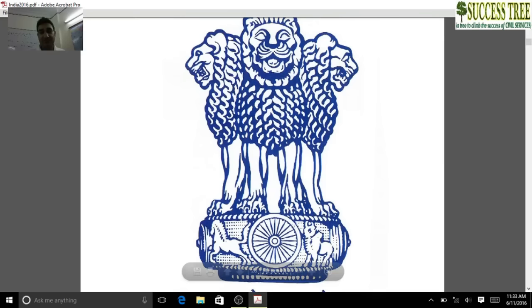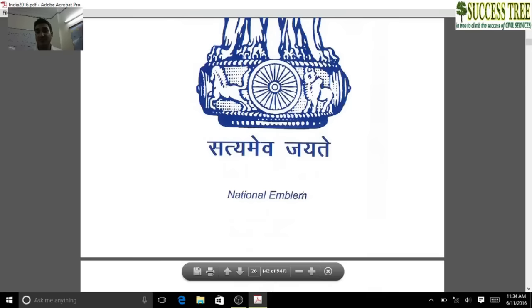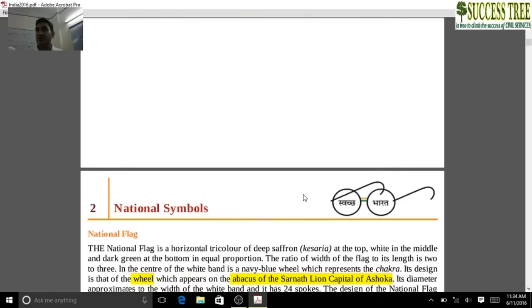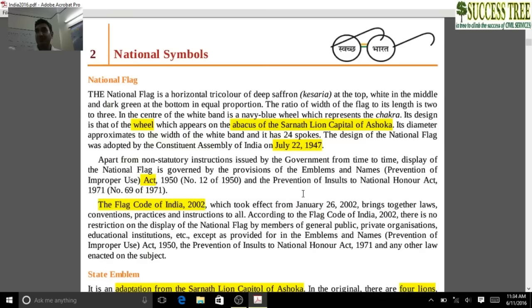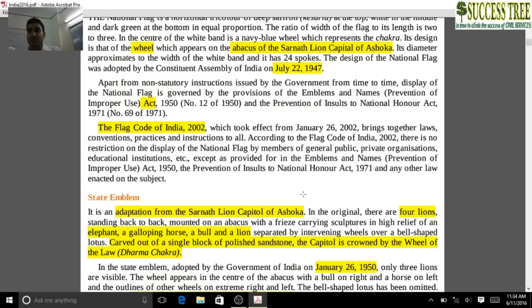See the state emblem. In the emblem, you can find 3 lions, and one chakra. The whole state emblem has been taken from the Sarnath lion capital of Ashoka. Then you find the bull. You see the figure there, three lions you can see from the front, then the chakra, then one galloping horse, then the bull. The original one is the Sarnath lion capital of Ashoka, in which there are 4 lions standing back to back. What are the other animals in the Sarnath lion capital? One elephant, a galloping horse, and the bull, and then a lion.